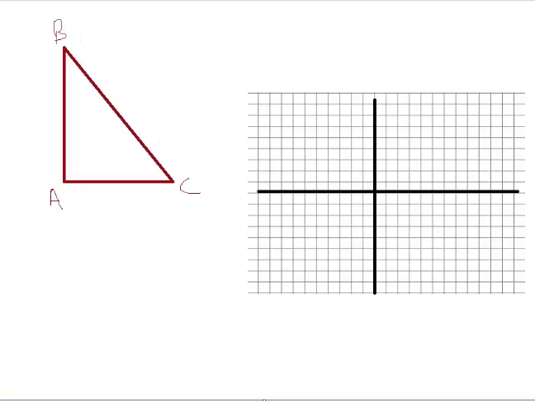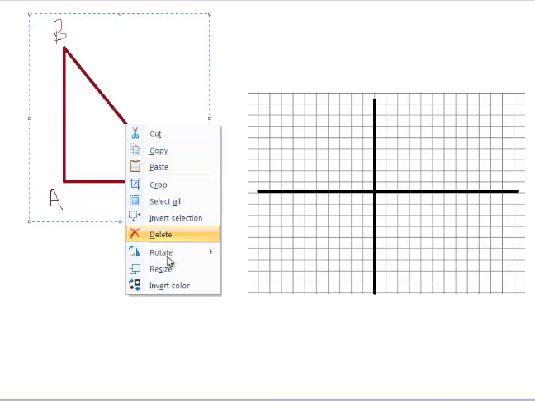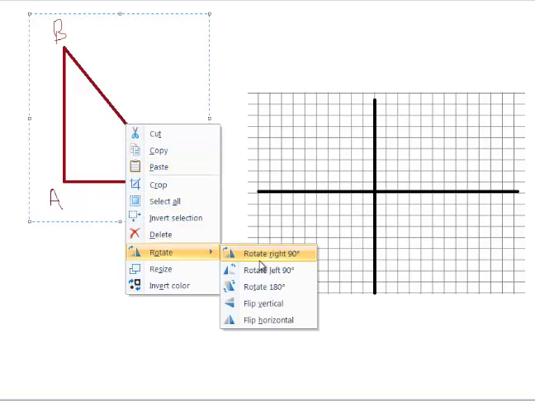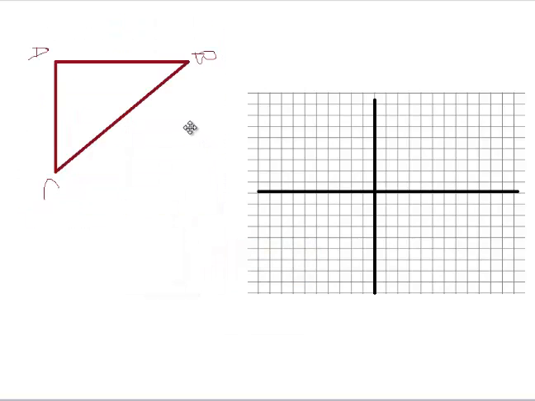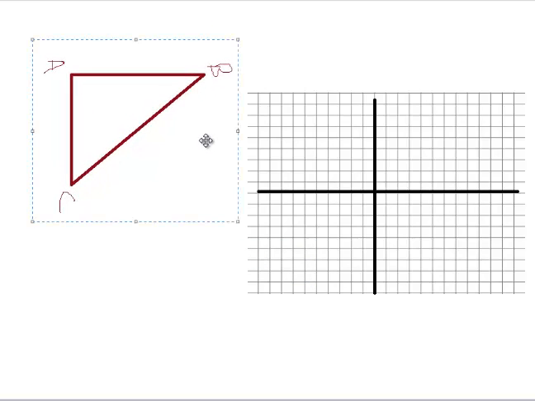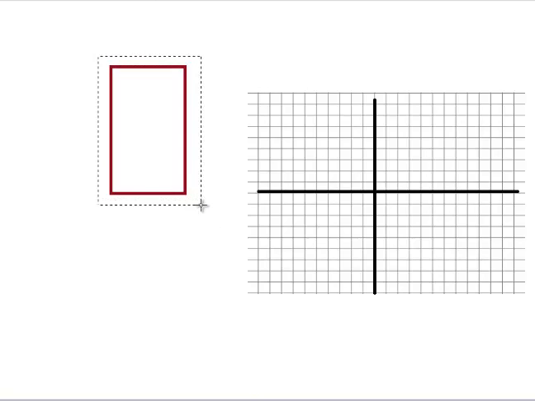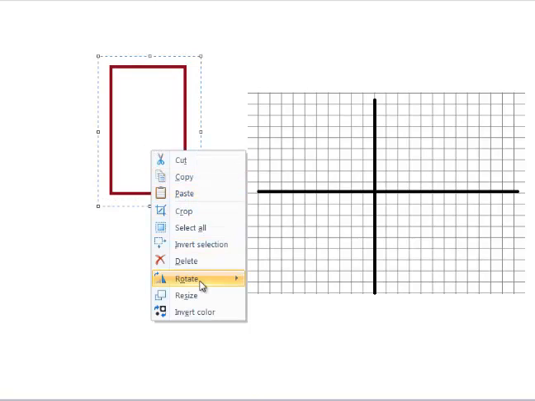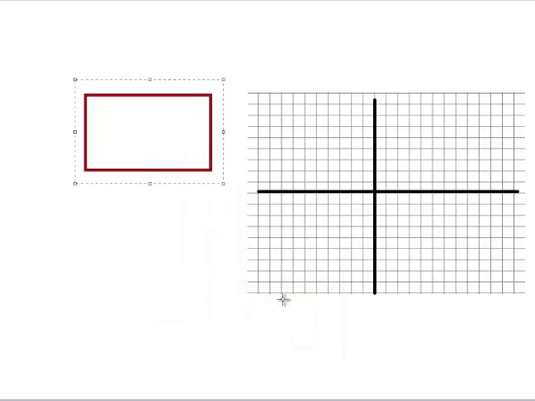Rotation, you can flip it 90 degrees to the right, 90 degrees to the left. A rotation of 90 degrees, let's say 90 degrees to the right, which Paint will actually do for you, it just kind of turns on its side. Same thing is true with a rectangle. If I have a rectangle that looks something like this, and I rotate it, this time let's rotate it to the left, it also kind of flips on its side.